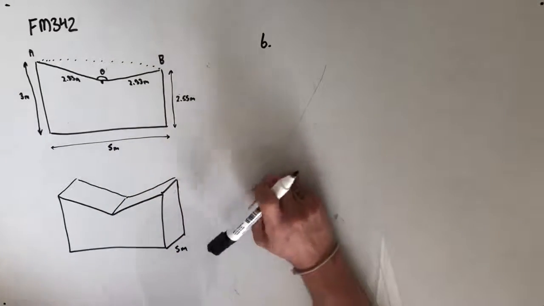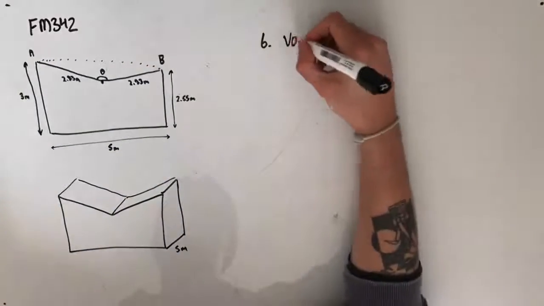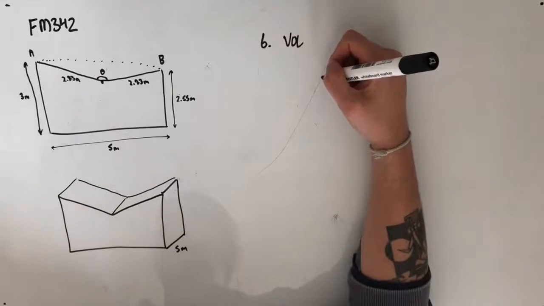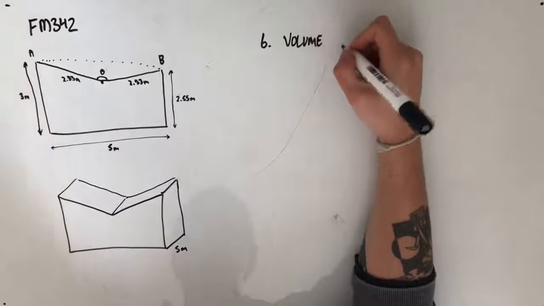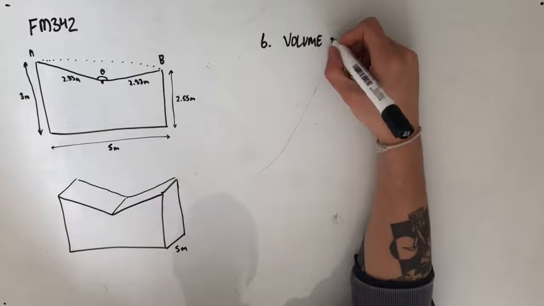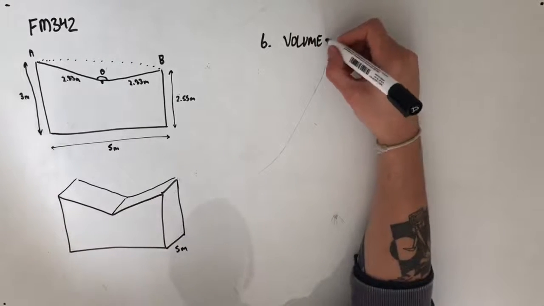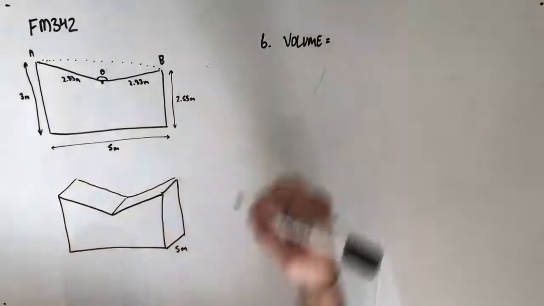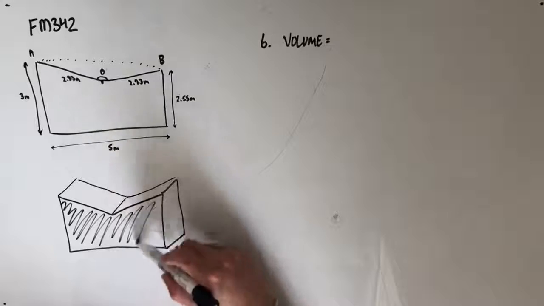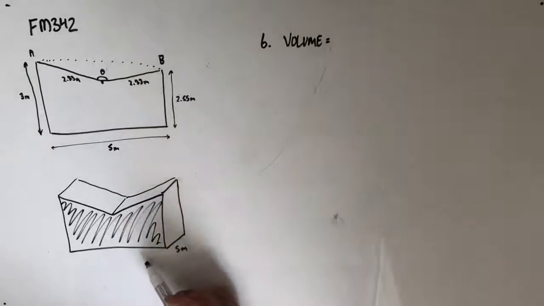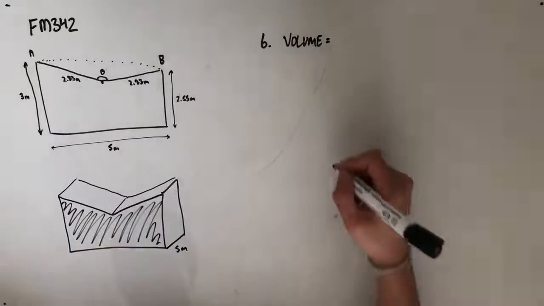B asks us, what is the volume in cubic meters of Max's shed? Round your answer correct to the nearest cubic meter. So this one may seem pretty tricky, but it's not too bad once you put it all together. What we need to do is find the area of this front face and then just multiply that by the depth of 5 meters. So if we can find this area, we're in business.